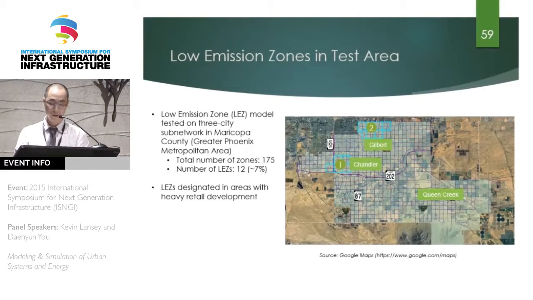The 3-city subregion in Maricopa County is selected to test the low emission zone model. This subregion consists of 175 traffic analysis zones. Two areas in the subregion are selected as low emission zones, here and here. The two areas are composed of 12 TAZs. These two areas are designated with heavy retail development because this kind of area has high trip attraction and low air quality.